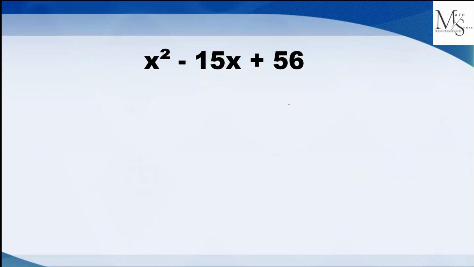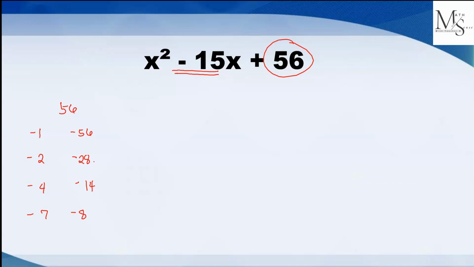Let's have the last example. This time we're going to find the factors of positive 56, whose sum should be negative 15. This only denotes that the factors should both be negative. Because negative times negative is positive, and negative plus negative is negative. So first factor would be negative 1 and negative 56. We can have negative 2 and negative 28. We can have negative 4 and negative 14. And negative 7 times negative 8.